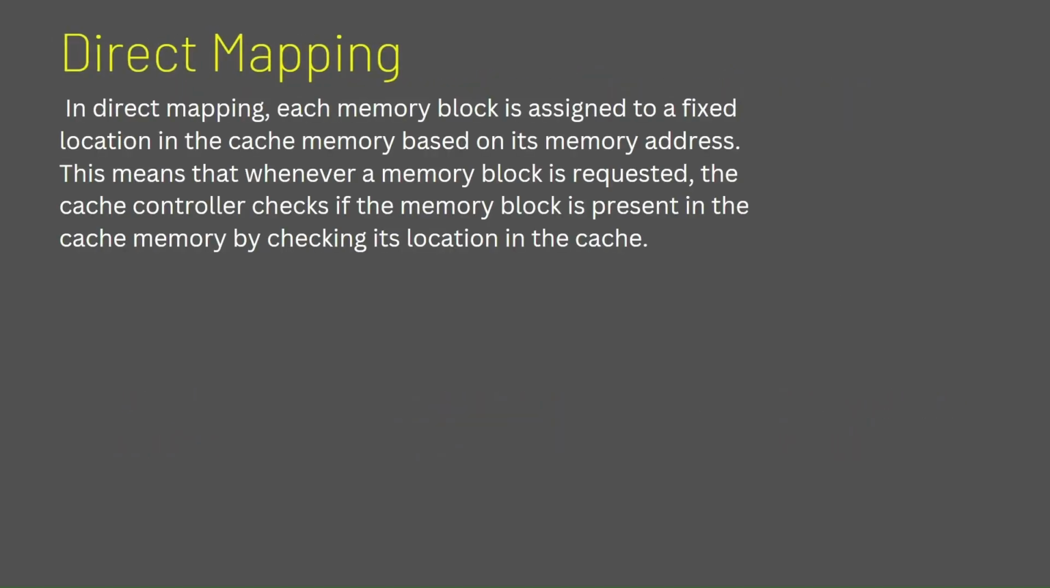In direct mapping, each memory block is assigned to a fixed location in the cache memory based on its memory address. This means that whenever a memory block is requested, the cache controller checks if the memory block is present in the cache memory by checking its location in the cache. I'll be explaining this in detail in a few examples which I will be taking further.